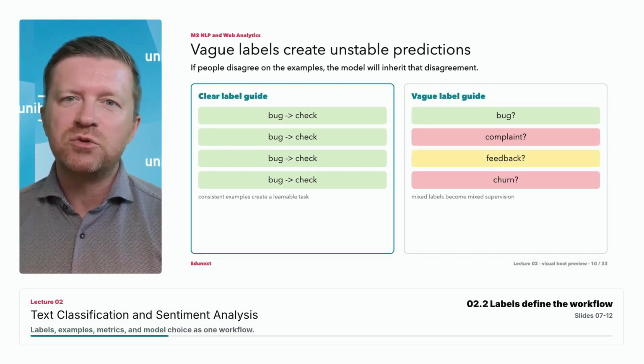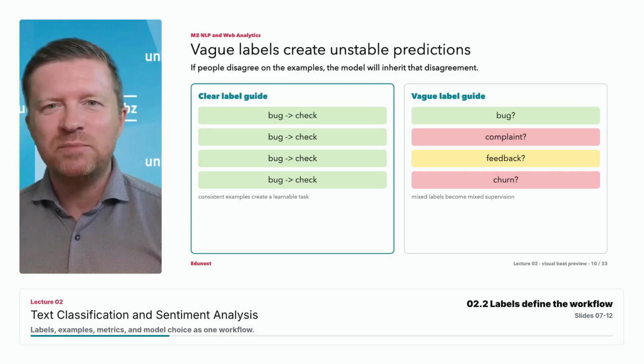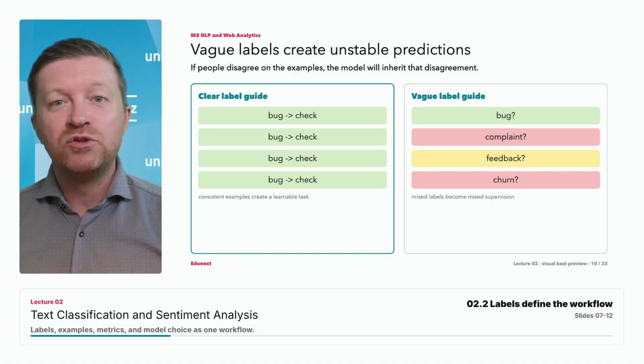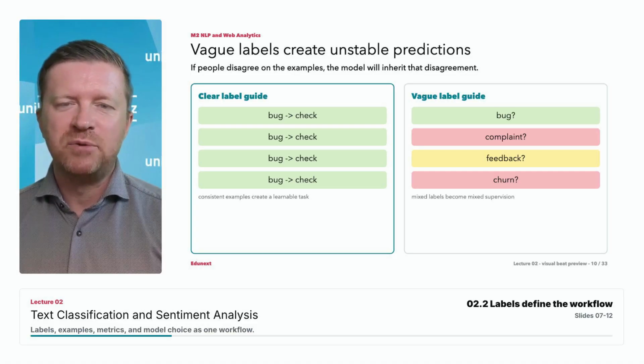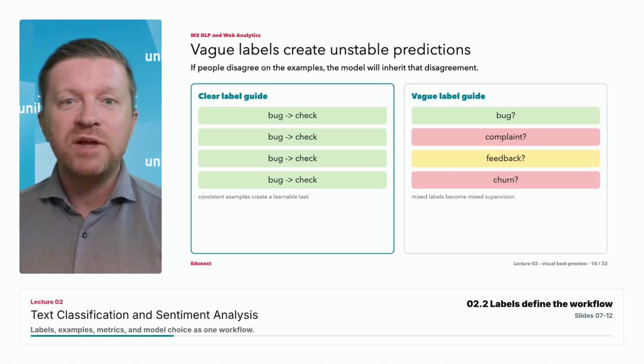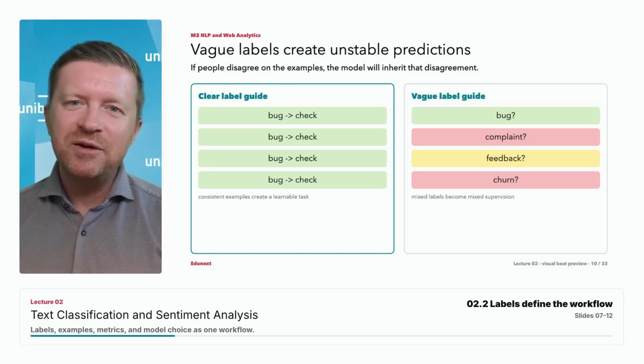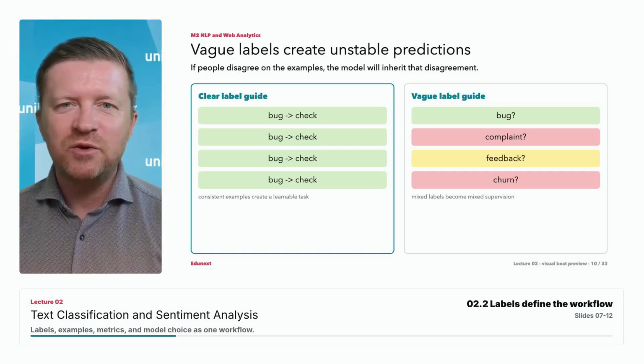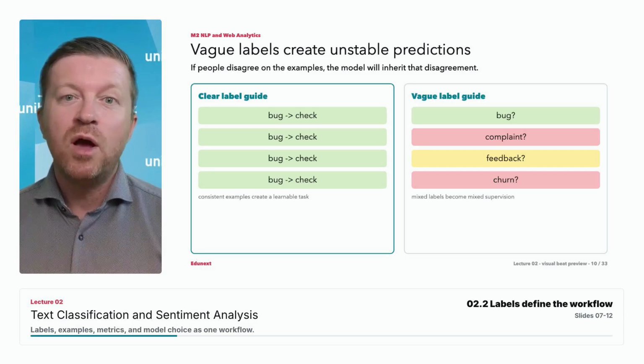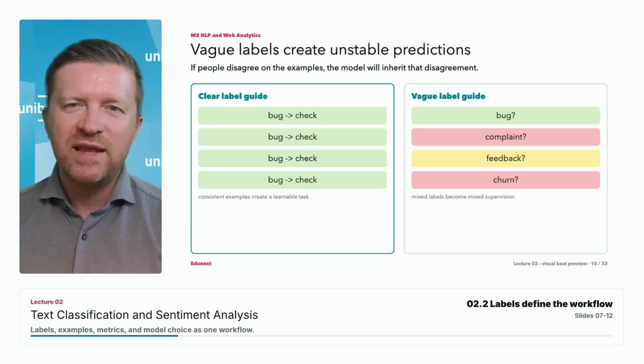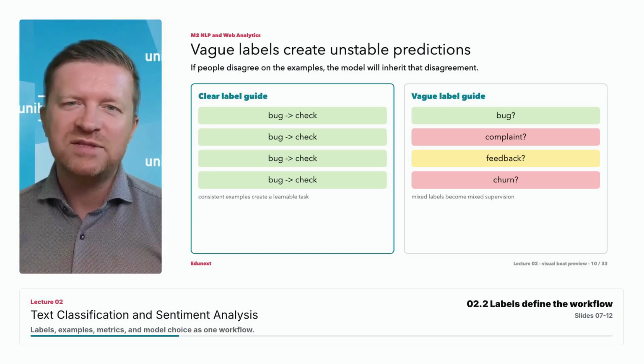These definitions do not need to be perfect, but they should be concrete enough that two people would usually label the same example in the same way. A practical label guide usually has three small parts. It has an include rule: when should this label be used? It has an exclude rule: what looks similar but should not receive the label? And it has a few edge examples.